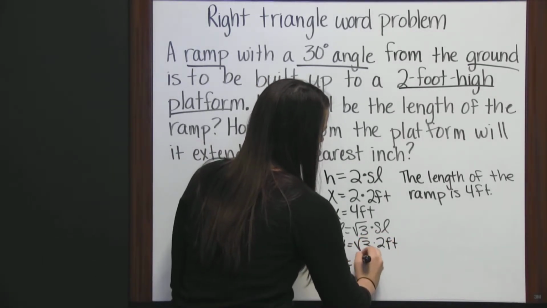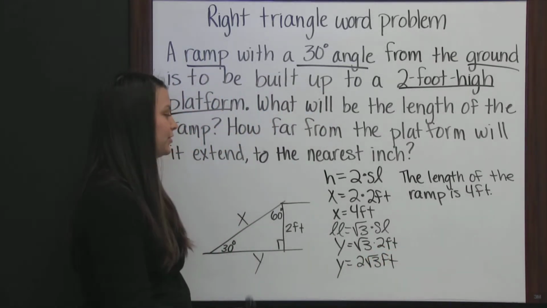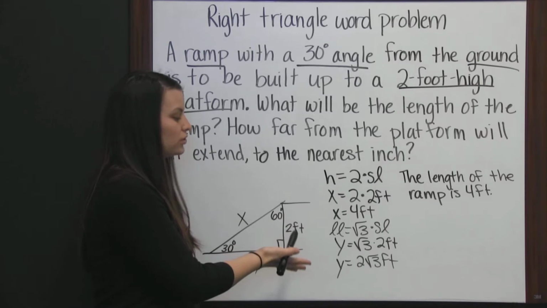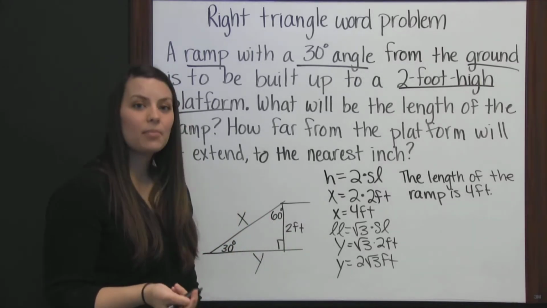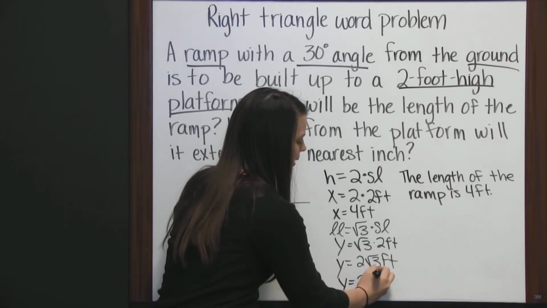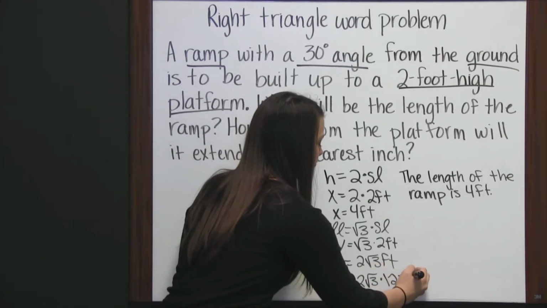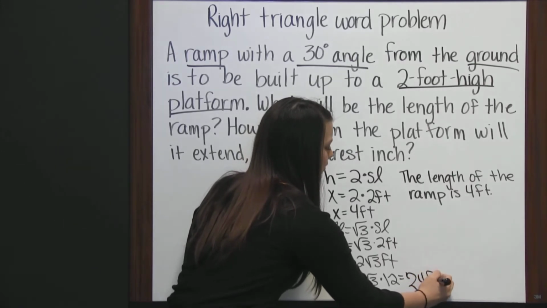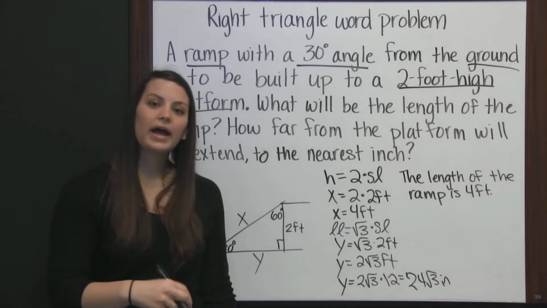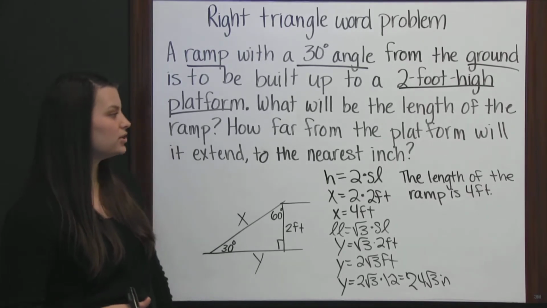So y is 2 square roots of 3 feet. They didn't ask us for the answer in feet, they asked for the nearest inch. So the first thing I'm going to do is convert 2 square roots of 3 feet into inches by multiplying by 12. So y is 2 square roots of 3 times 12, since there are 12 inches in 1 foot, which is 24 square roots of 3 inches. But they didn't ask for it in simplest radical form, so we'd actually want to calculate what 24 square roots of 3 inches is, and it's about 42 inches.